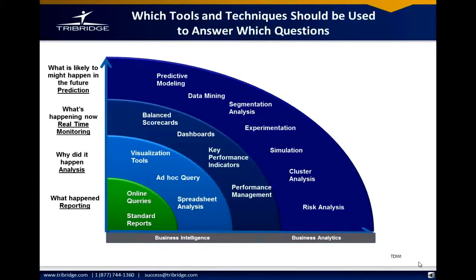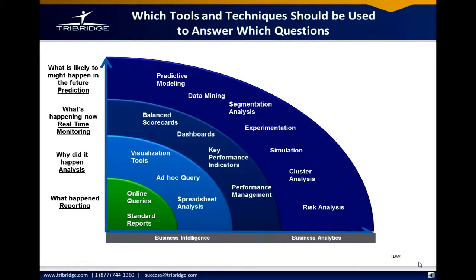Now, there are a number of different tools and techniques that are used in business intelligence and business analytics, and to understand which tools and techniques we should apply, I would propose that we look at the questions that business managers ask. Using a graphic from the Data Warehouse Institute, we can see managers ask four basic questions: what's happening, which tends to be reporting; why did that happen, which tends to be analysis; what's happening now, which is real-time monitoring; and what's likely to happen in the future, and that's the realm of predicting outcomes.